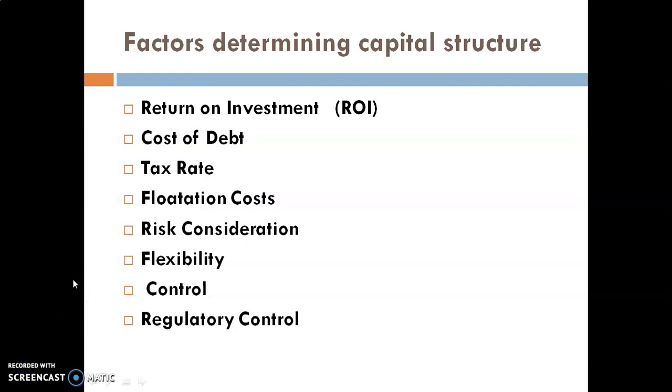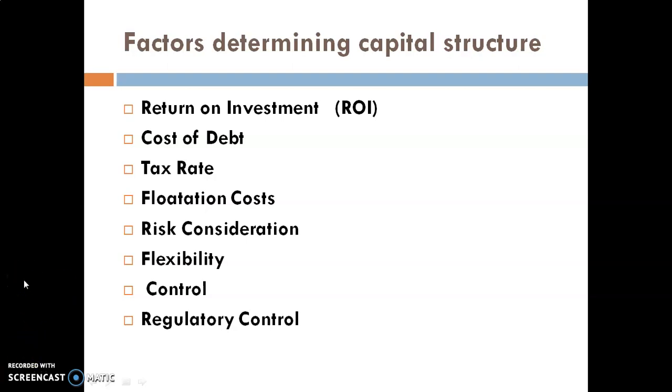Next point is risk consideration. Up to what limit can the company bear the risk? There are various types of risks: business risks and then operating risks. If the firm's business risk is low, then it can raise capital by issue of debt securities, but at the time of high risk it should depend on equity.